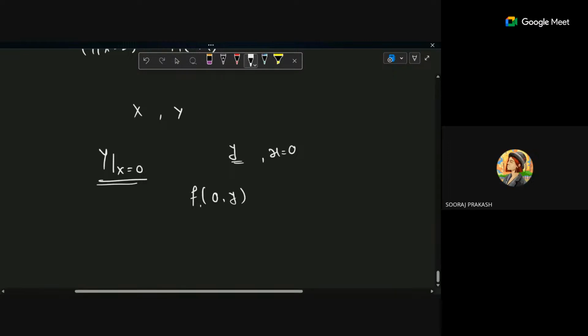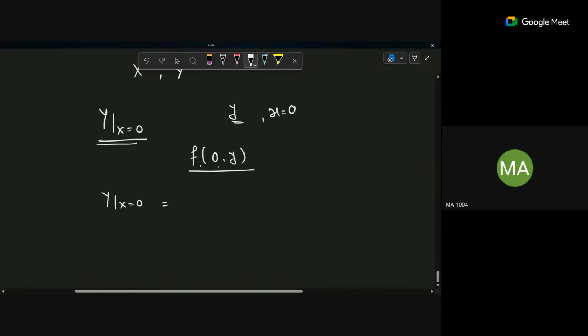X equal to 0, and y is taking value y. These are all the possibilities, all the events where x is taking value 0 and y is taking any value y. Whenever y given x is equal to 0 is given, that means the first variable has taken value 0. After that, you calculate the probability that, once x has taken 0, y is going to take some particular value y.